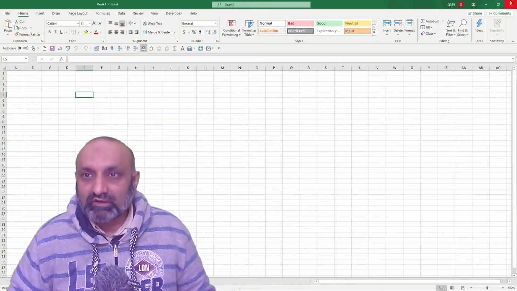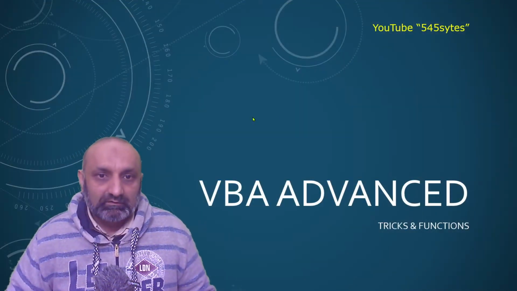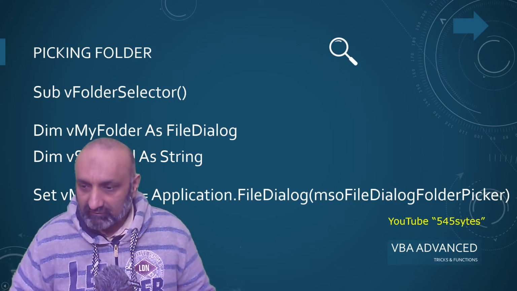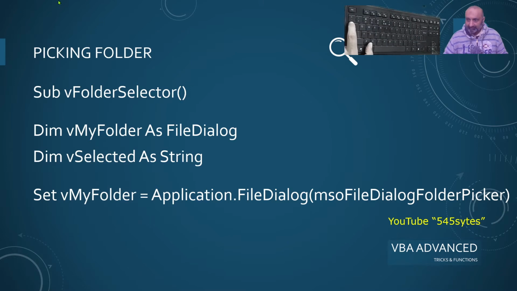So let me show you the code. Here is the code. I will go through the code. This is the macro, and we will be using certain items of this macro again and again, but the command for the file dialog box will remain the same. There are certain concepts I want to discuss with you, especially the With command. So let's start. This is the Sub vFolder, and then we have the brackets.